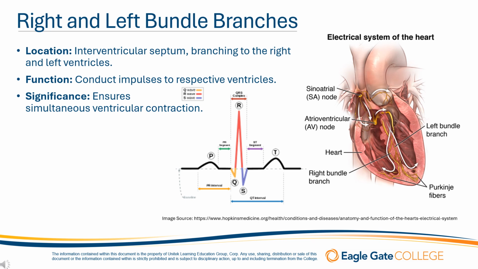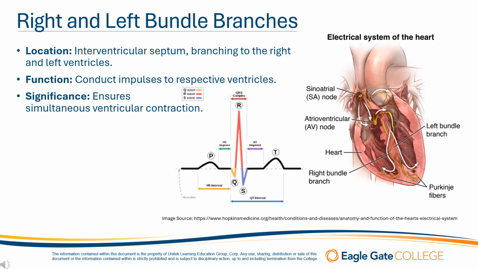When the electrical impulse reaches the end of these branches, they spread out through the Purkinje fibers, which are specialized conducting fibers located in the ventricular walls. We're going to talk about those in more detail next. The simultaneous conduction of impulses through both the right and left bundle branches ensures that both ventricles contract at nearly the same time. This synchronization is crucial for maintaining a coordinated and effective heart function.